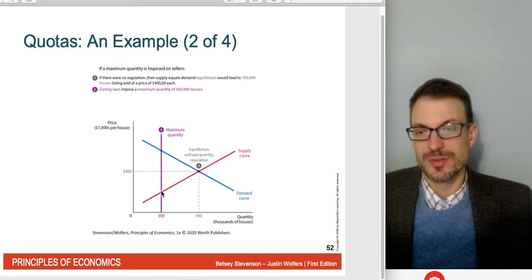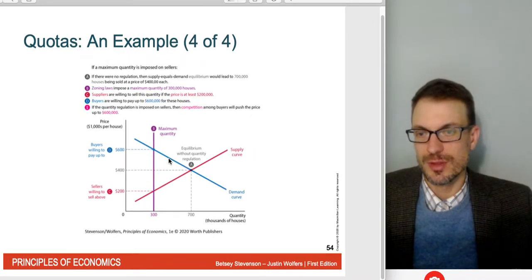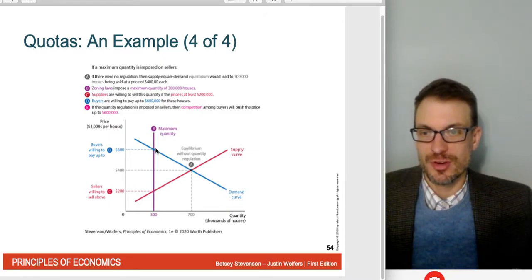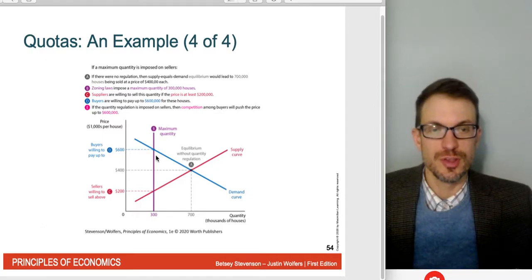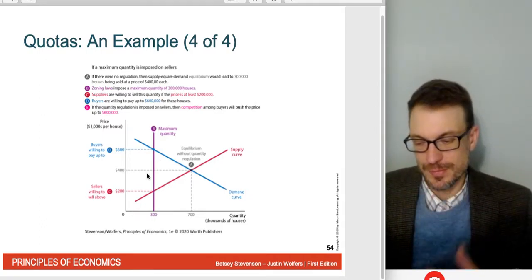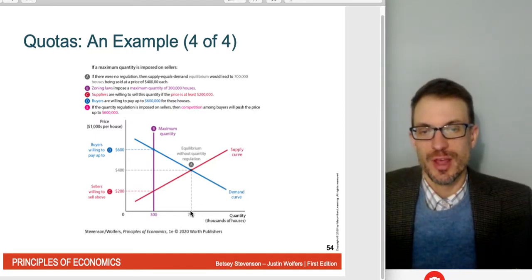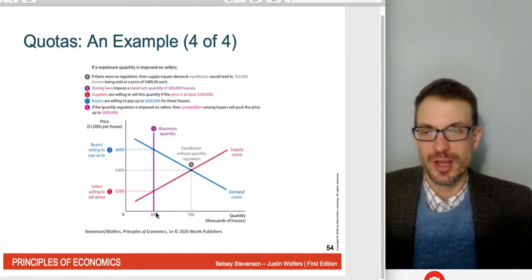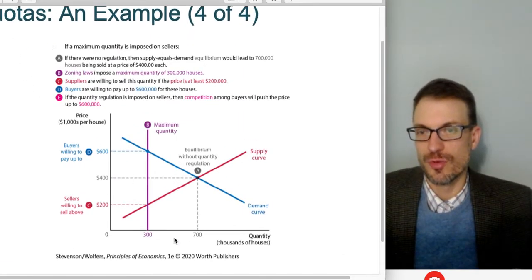What's the price that sellers are willing to agree to? What's the price that buyers are willing to agree to? Buyers are willing to pay up to $600,000 for houses. Sellers are willing to produce if the price is at least 200,000. Sellers are willing to sell above here, buyers are willing to pay up to here. Competition among buyers probably pushes the price up to 600,000. Why? Well, we wanted 700,000 houses, and there's only 300,000 houses. So that's going to compete the price up because we've got scarcity relative to how much people want. So this quantity regulation should force competition.